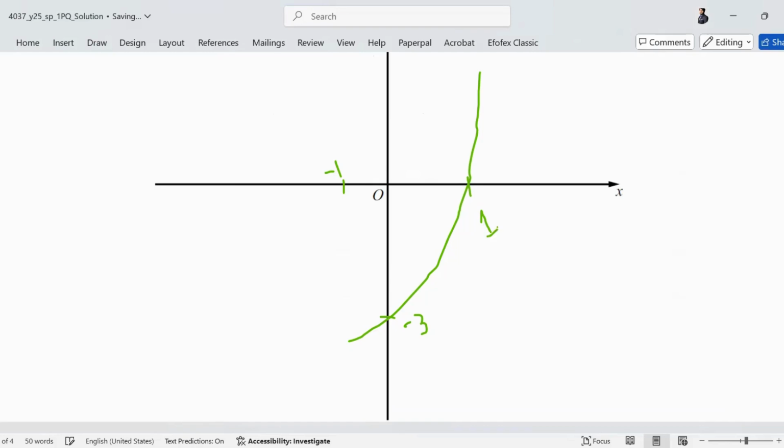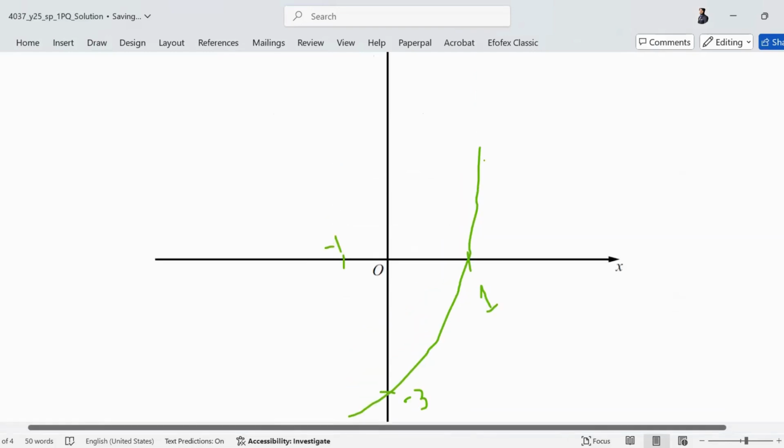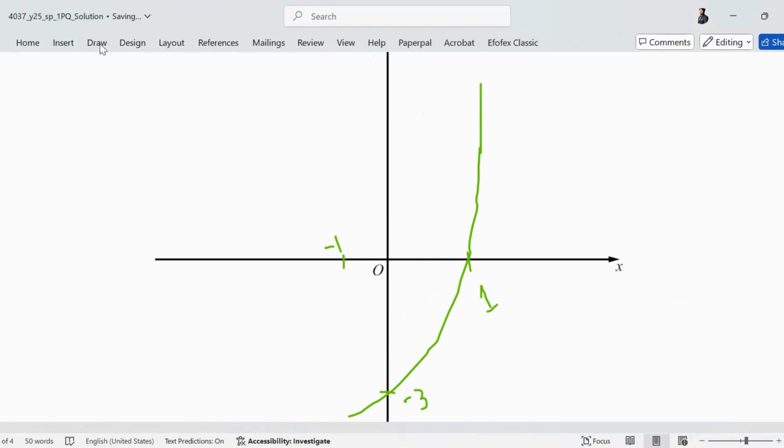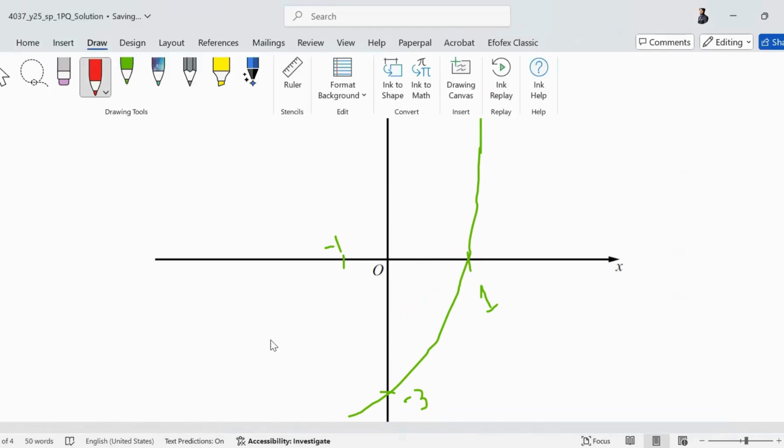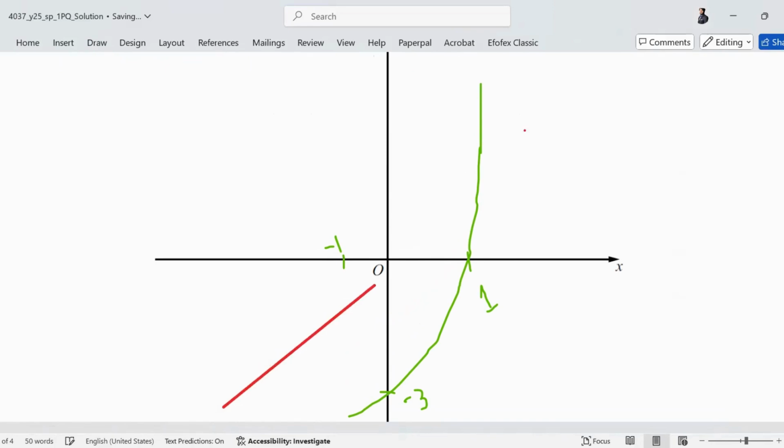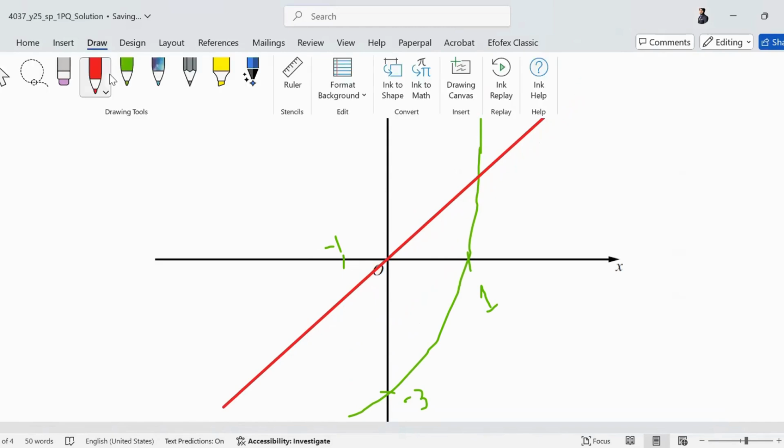And it is cutting over here at 1. Now the function and its inverse are reflections of each other in the line y = x. Now I can sketch a line of y = x, and once I reflect on it, this is my f(x).